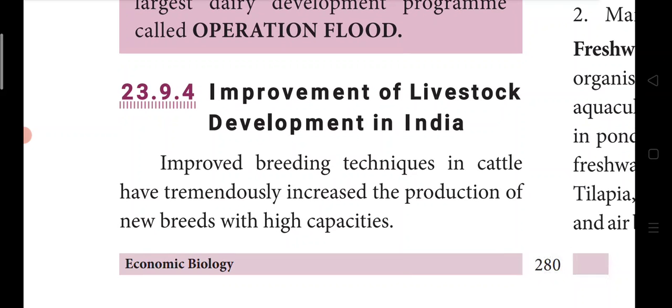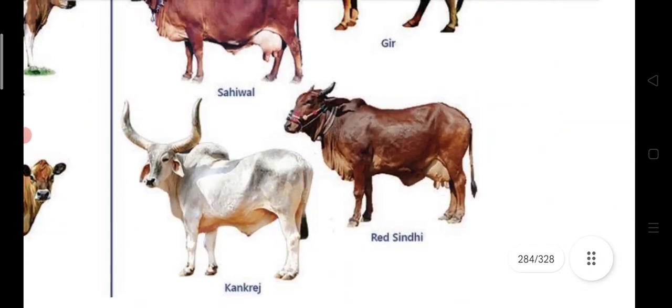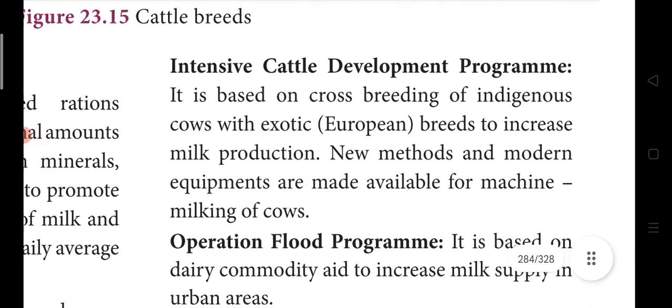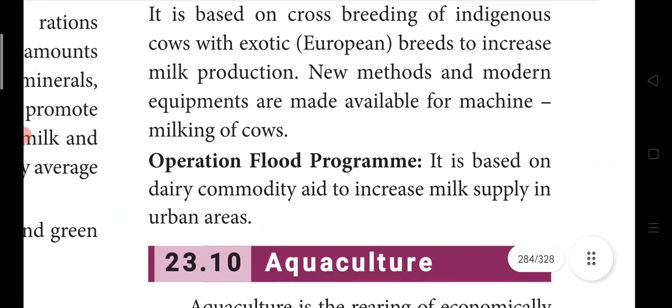So how to improve breeding and develop all this in India, we'll see now. First is the intensive cattle development program. Under this program it is based on the cross breeding of indigenous cows with exotic ones. So we cross the Indian breed and the foreign breed to get a new breed. We can increase the milking lactation, and modern technologies must be made available for milking the cows.